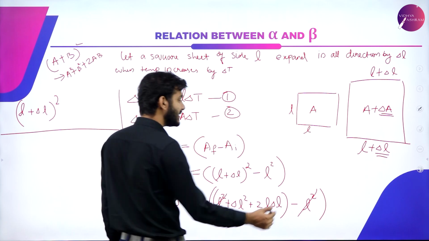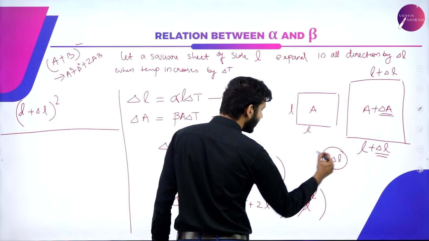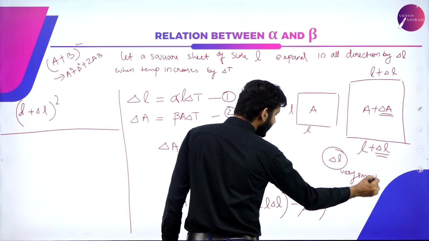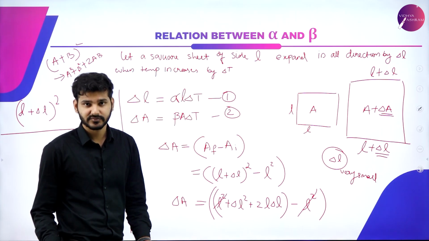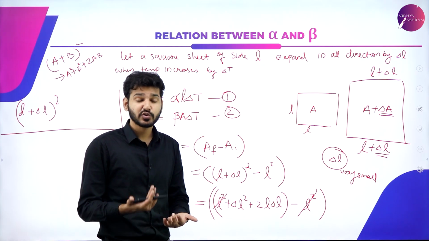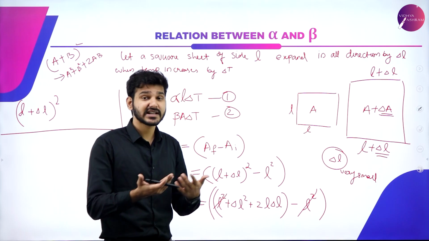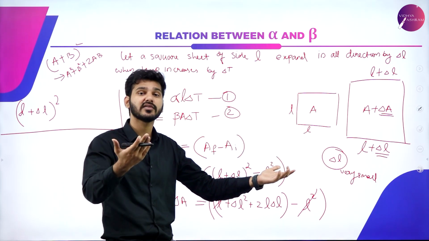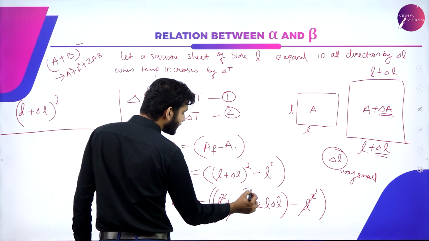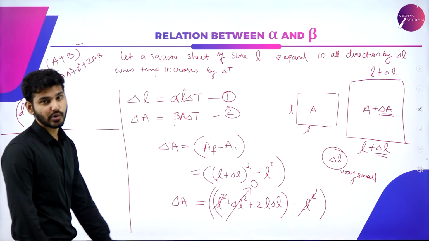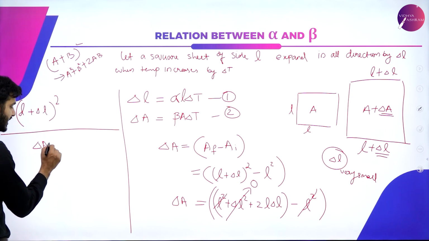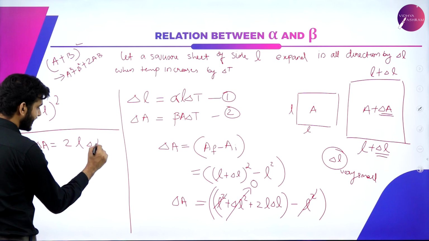There is one more consideration we are taking. Since delta L is already very small, delta L square will be even smaller. For example, if you take any small quantity and square it, you will get an even smaller quantity. So delta L already is very small, which means delta L square will be even smaller. Since it is very small, we are saying that delta L square is approximately equal to 0. So since delta L square is approximately 0, delta A will now be equal to 2L delta L.